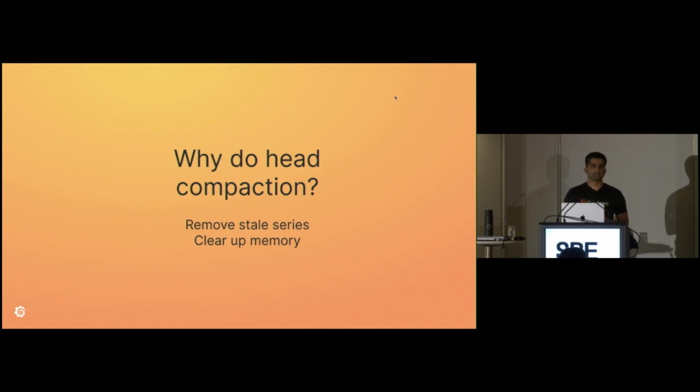Also, the head chunks, though you flush them to the disk, you need to keep some kind of reference about that chunk in the memory. So that again takes space. So you want to clean that up regularly. That is why we do head compaction and create persistent blocks out of it.